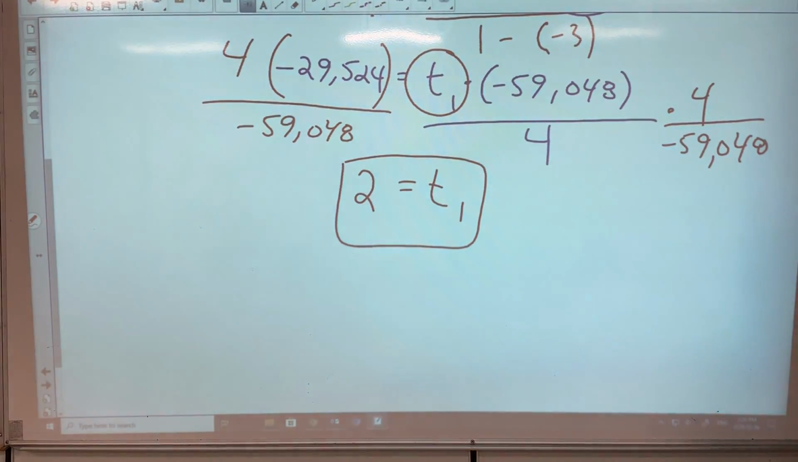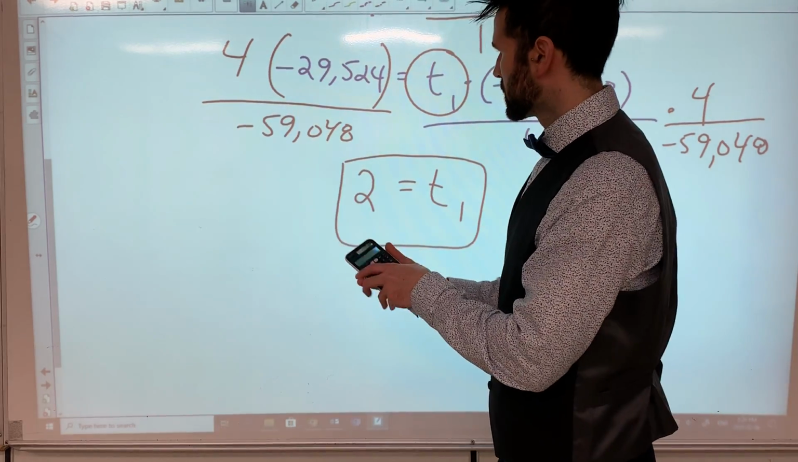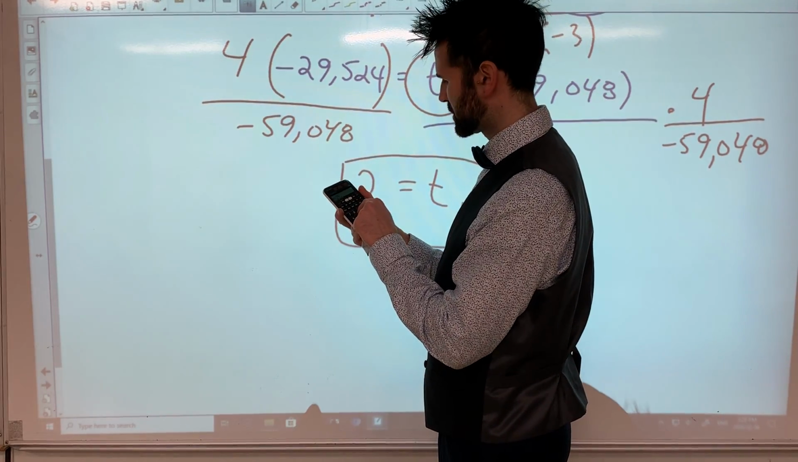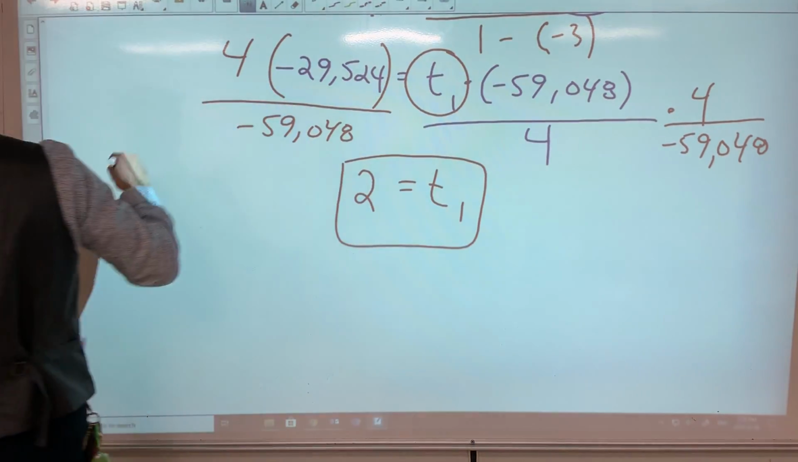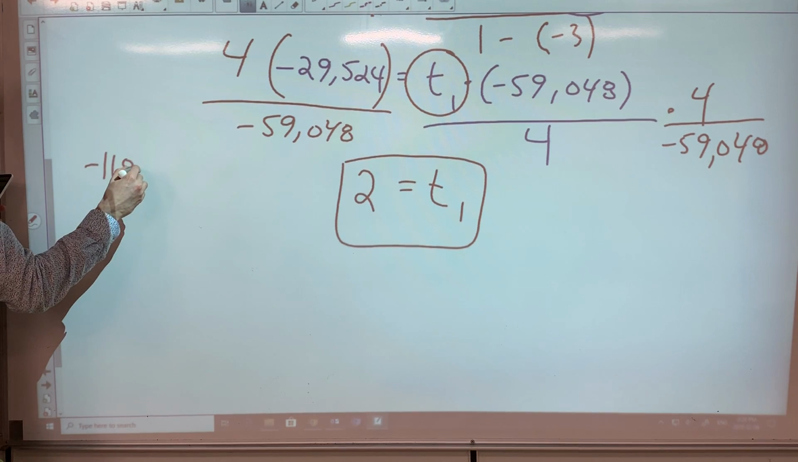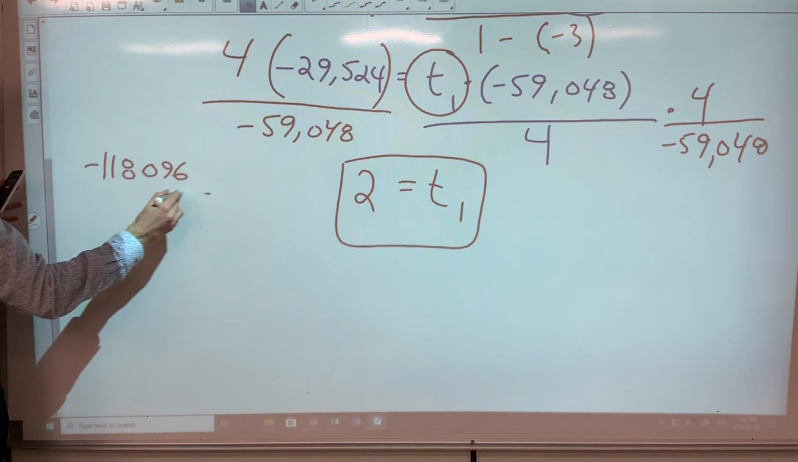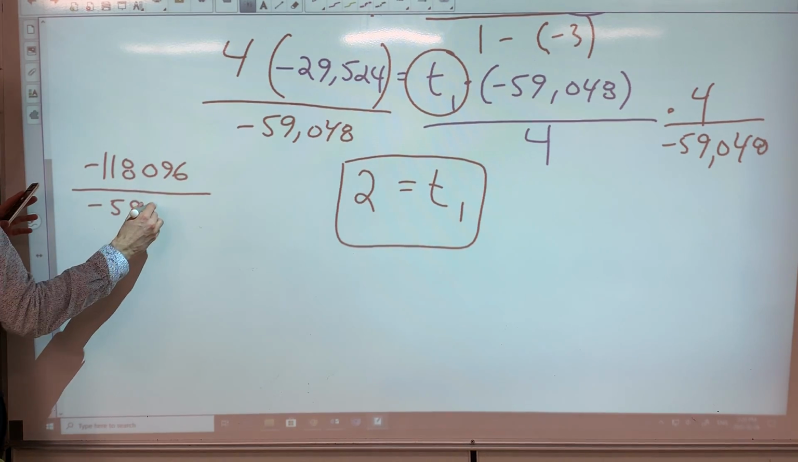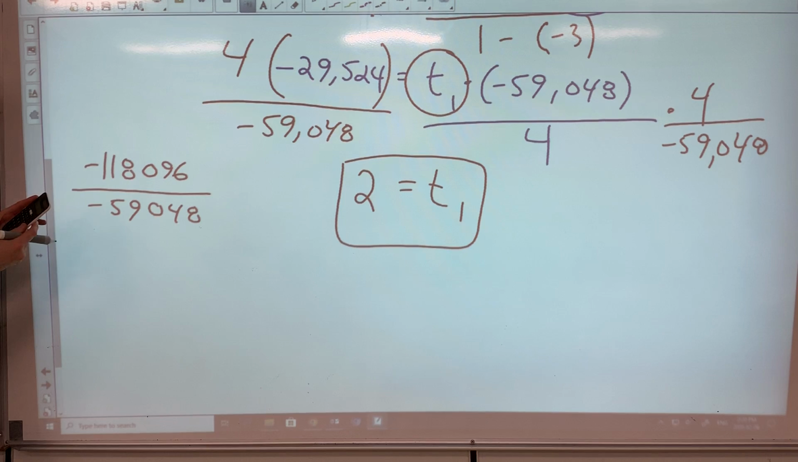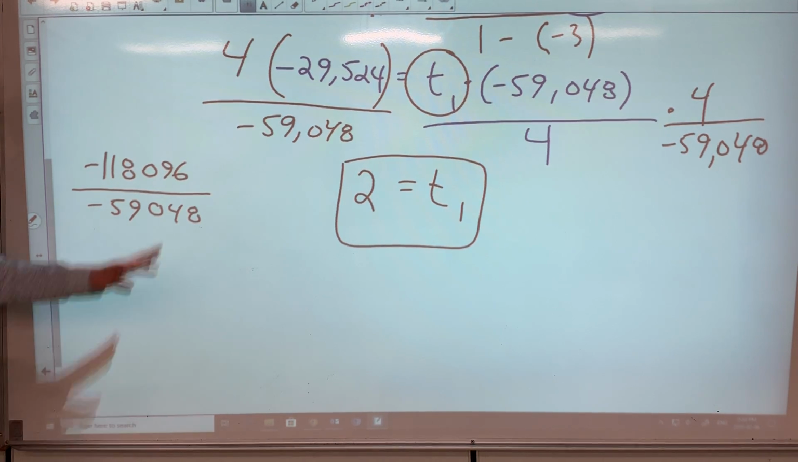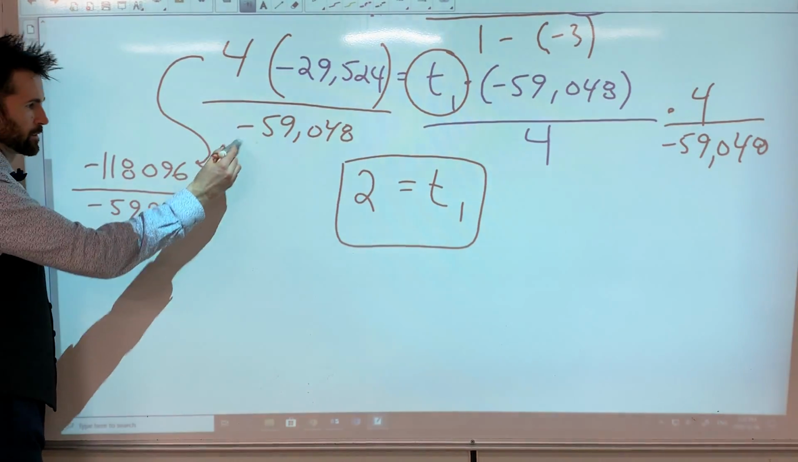So I would type in 4 times this, the 29,524, and I'll just write it off to the side. That's what I got in the numerator, and then in the denominator I had this. So now I'm going to divide by that number. Oops, I made a mistake. It should be two. So then you get 2. It's really easy to hit the wrong button on your calculator, and that's going to mess up everything. But does that seem to make sense?